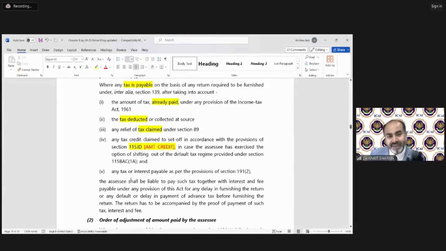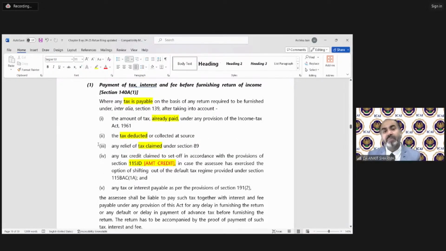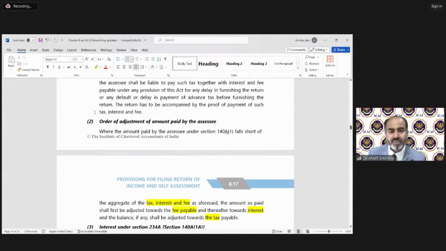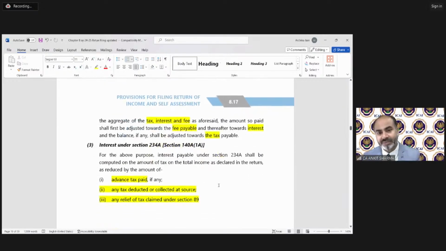Any interest, etc. paid. So if any tax is remaining even after paying from point number 1 to point number 5, that amount is called self-assessment tax. That needs to be paid before filing of return of income. Order of adjustment of amount paid: whatever amount you pay, the department will reduce fees first, then interest, and the remaining will be adjusted against the tax.